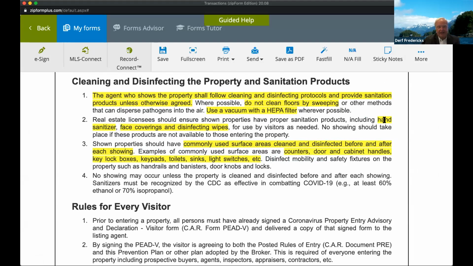As it states in here, these surfaces need to be cleaned and disinfected before and after each showing. Before and after. And if the occupants are present, they must adhere to the same standards. Okay, so nothing to it, right? Those are the requirements when you're working with a buyer. Just as a review, you're using that PEADV and also the best practices form. They're each two pages. When you print out that PEADV, the best practices two-page form comes with it.